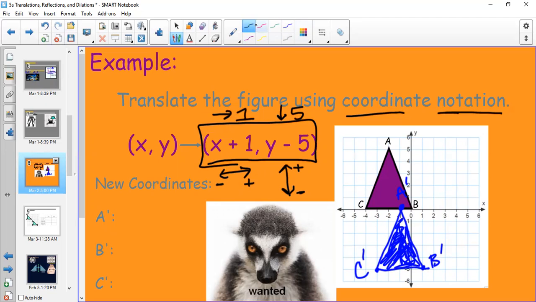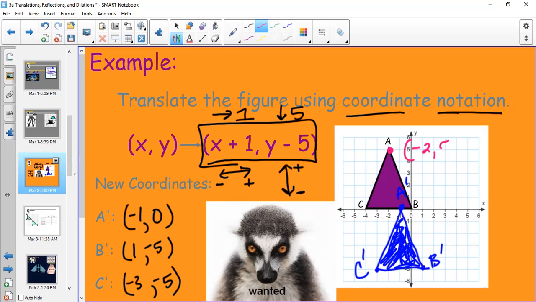And we're going to say our new points. So A prime is -1, 0. B prime is 1, -5. And C prime is -3, -5. Now in class, I kind of showed this to help them make a connection. The original A was -2, 5. And when I followed the rules of right 1, down 5, I got the new A prime.